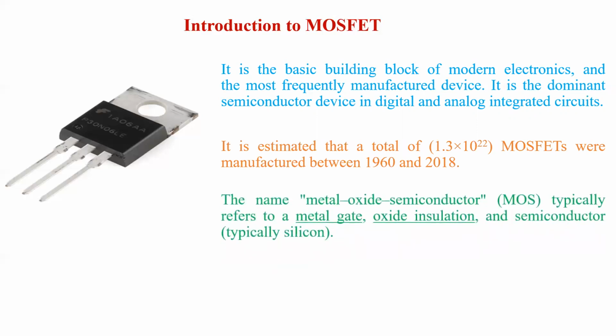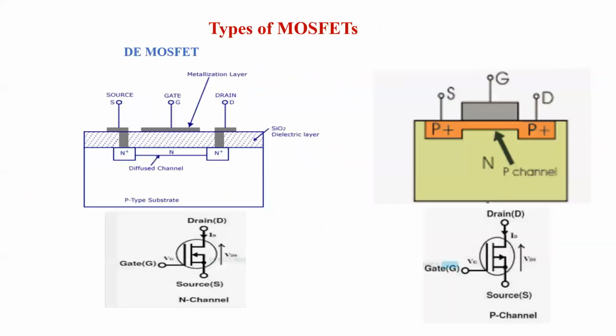So the name, metal oxide semiconductor. Here it typically refers to the metal gate. So the gate is made of metal, and we also use an insulation between the gate and the substrate. That insulation is basically oxide. That's why it is called metal oxide semiconductor. And the semiconductor is typically silicon.